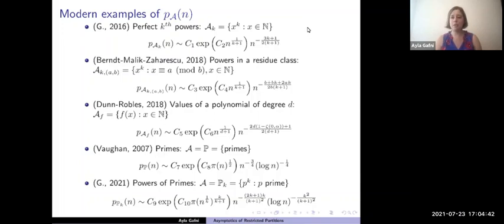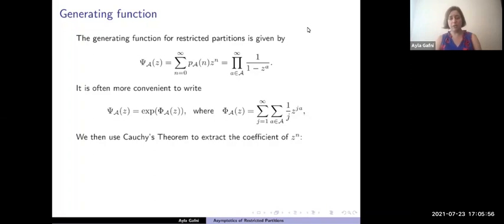So what I'd like to do in the next few minutes is go through a very rough outline of what that method is and see what pieces we need to know about A in order to make that process work for another set. So as with any Hardy-Littlewood circle method proof, we need to start with a generating function. And the generating function for restricted partitions is given by this infinite product of geometric series. And it's not so convenient to work with an infinite product, so we're actually going to take a logarithm, and that's going to give us this generating function written as the exponential of this auxiliary generating function here, which is now a double sum.